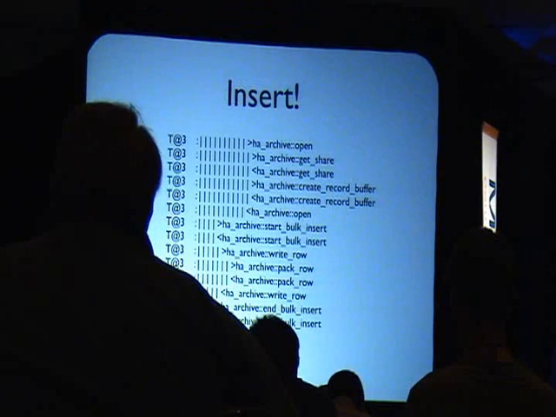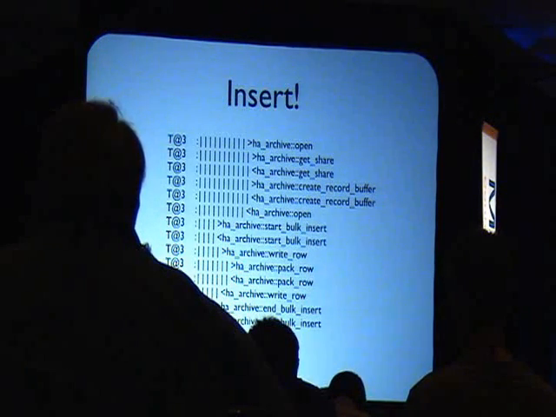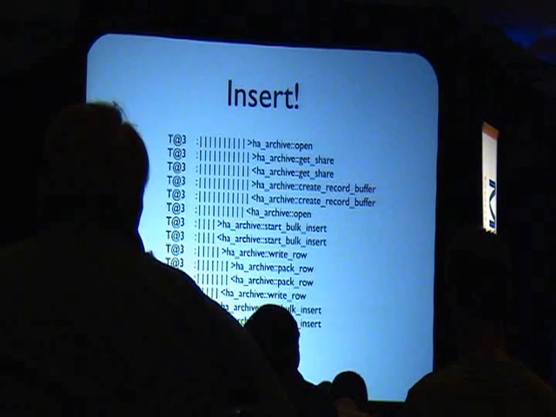Now, let's talk about an actual insert and how an insert works. An insert works based on what's called a write row call. And what you see right here is a trace. So remember earlier when I talked about debug enter and debug return? This is an example of what a trace actually looks like.